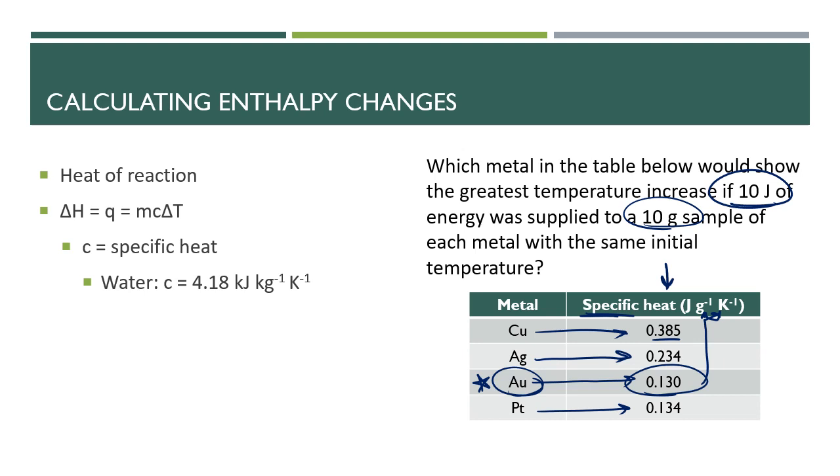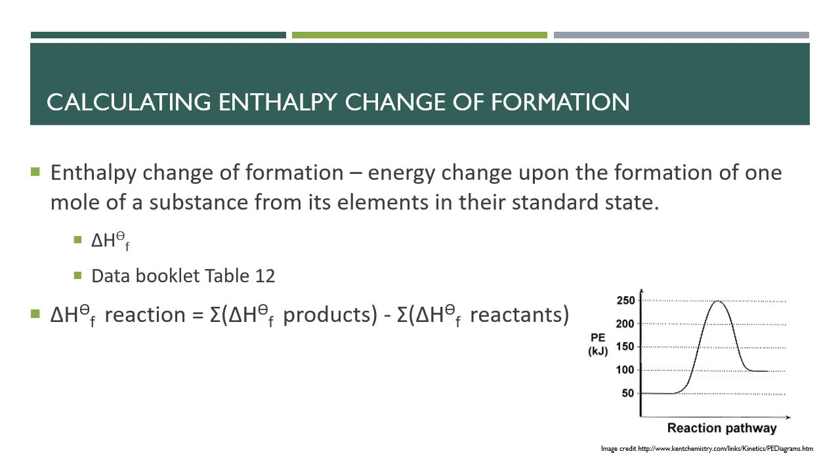And I want you to take a quick look at this specific heat, 0.130 joules per gram Kelvin. For water, it's 4.18. That's 40 times more energy needed to heat up water than to heat up gold. This is why water is such an amazing buffer for temperature changes, especially in biological systems.